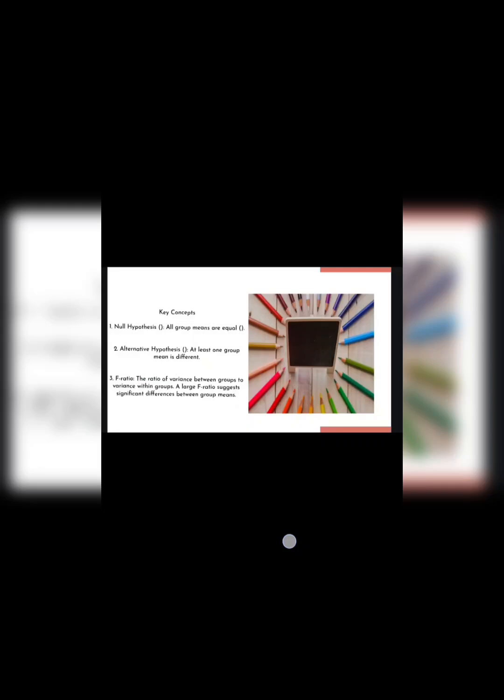Whereas alternative hypothesis is an opposing theory to the null hypothesis. For example, if the null hypothesis predicts something to be true, the alternative hypothesis predicts it to be false. The alternative hypothesis often is the statement you test when attempting to disprove the null hypothesis. And in the alternative hypothesis, at least one group mean is different.